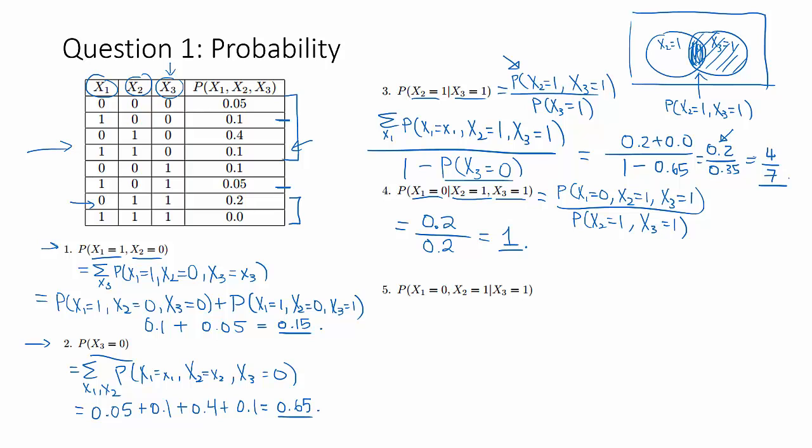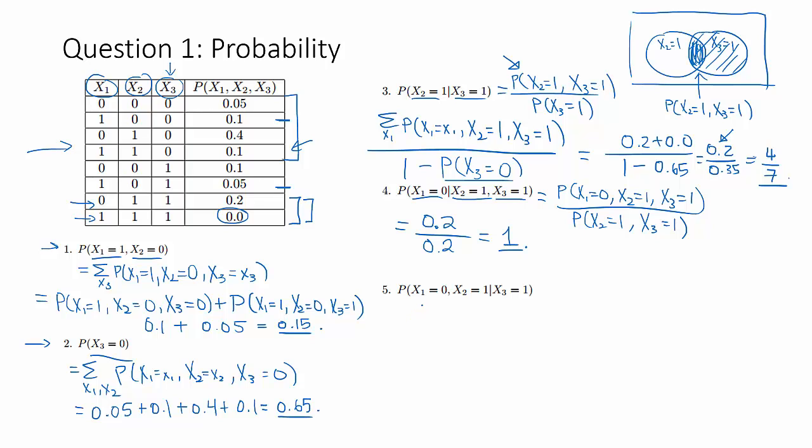So why is this 1? The intuition here is that we're given that x2 equals 1 and x3 equals 1. So we're just concerned about the two last rows down here. From the last two rows, we can see that x1 equals 1 will never occur due to this value of 0 here. And that's why we get the value of 1 here, because given that x2 equals 1 and x3 equals 1, it's guaranteed that x1 will be equal to 0.